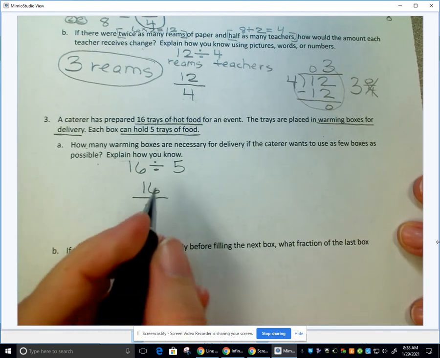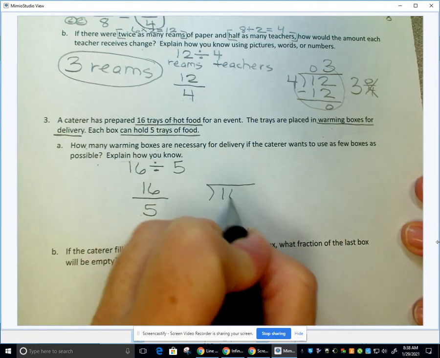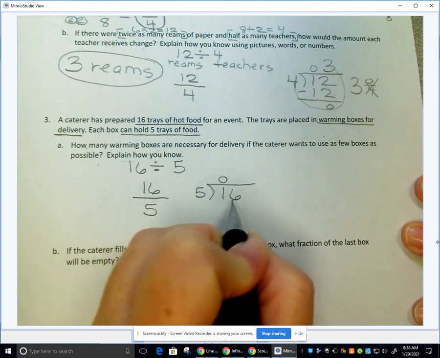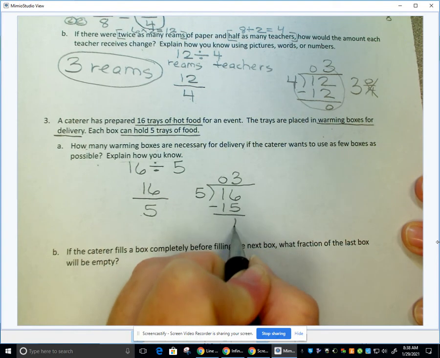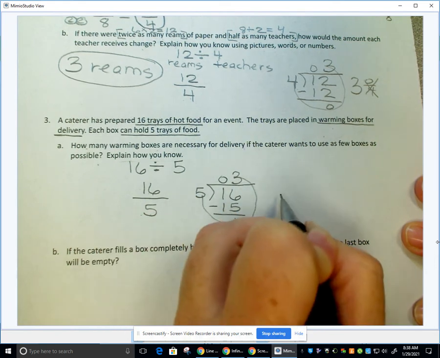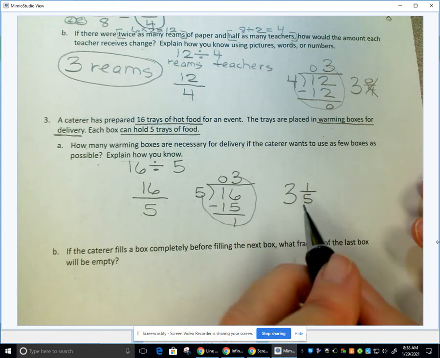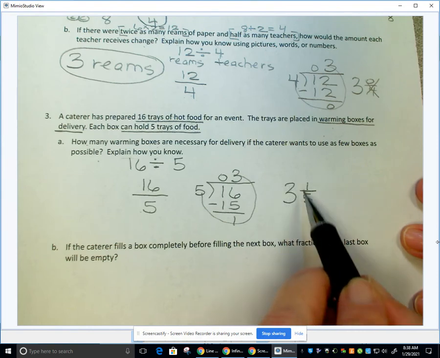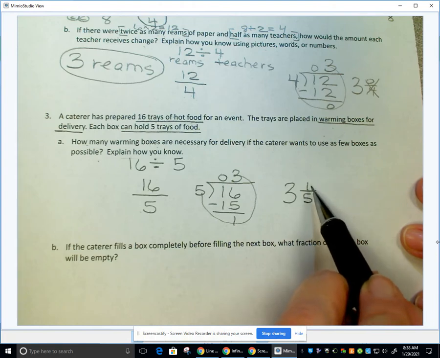We know that's improper, so let me fix it. My numerator goes inside. Denominator is my divisor. 5 will go into 16 3 times. 3 times 5 is 15. Subtract, 1, rock around the clock, 3 and 1/5. So he's going to be able to put these into 3 groups of 5, and then he's got, looks like, 1 tray left over.